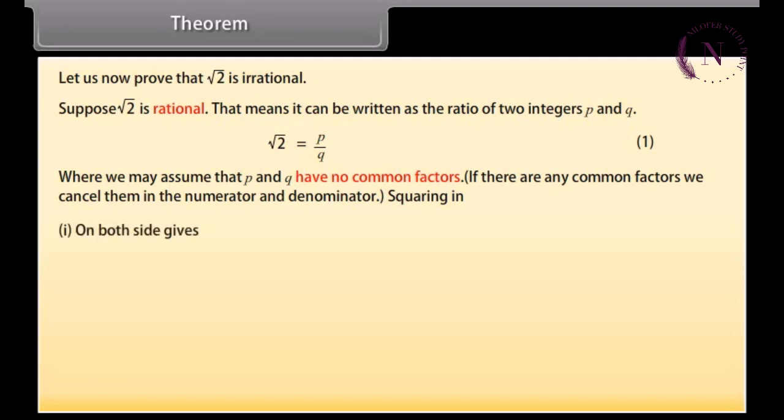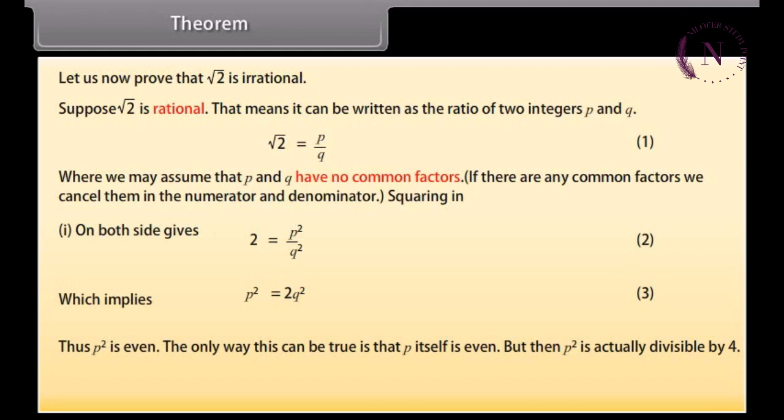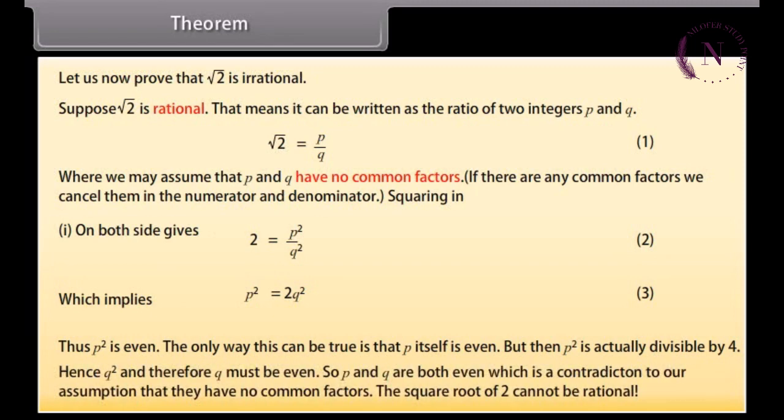Squaring in 1 on both sides gives 2 is equal to p square upon q square, equation 2, which implies p square is equal to 2q square, equation 3. Thus, p square is even. The only way this can be true is that p itself is even. But then p square is actually divisible by 4, hence q square is even, and therefore q must be even. So p and q are both even, which is a contradiction to our assumption that they have no common factors. The square root of 2 cannot be rational.